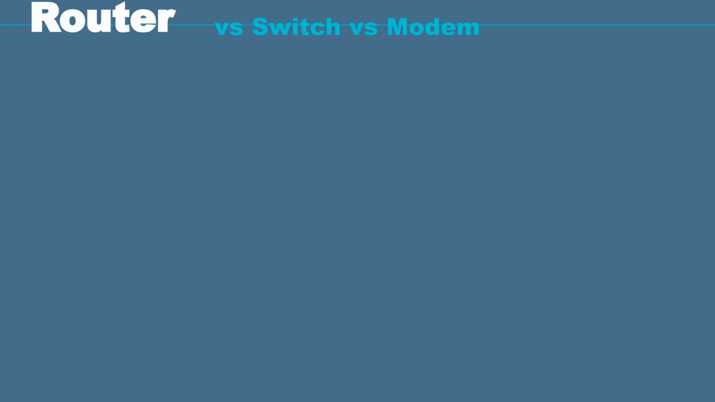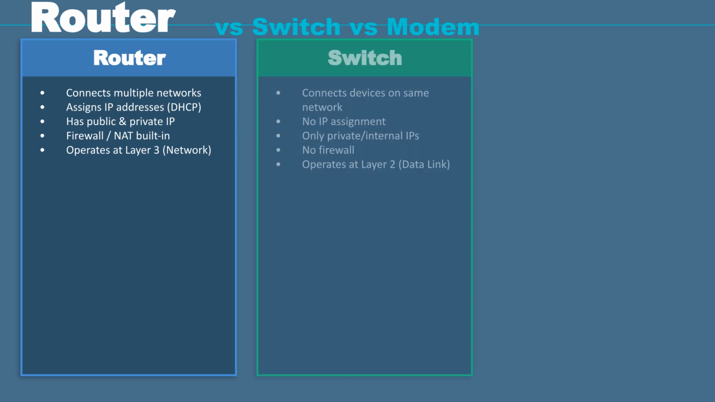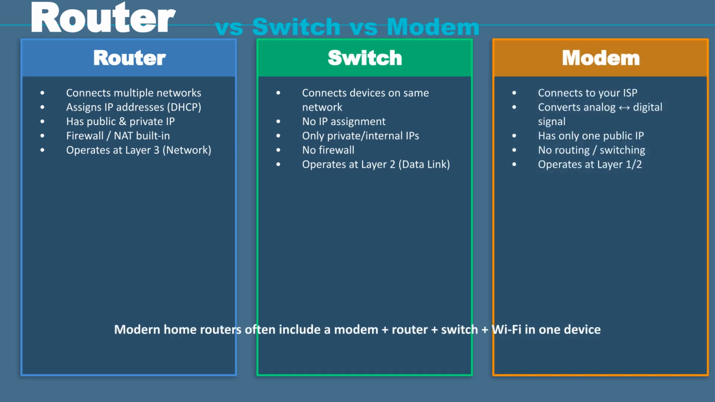It is important to distinguish routers from switches and modems. A router connects different networks and assigns IP addresses, operating at layer 3 of the OSI model. A switch connects devices within the same network at layer 2, without IP assignment or routing. A modem connects your network to the ISP and operates at layer 1 or 2. Modern home routers often integrate all these functions into one device.